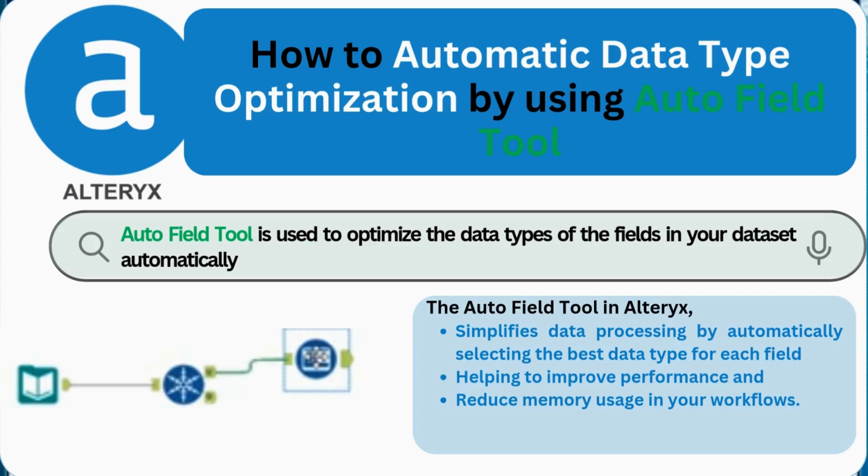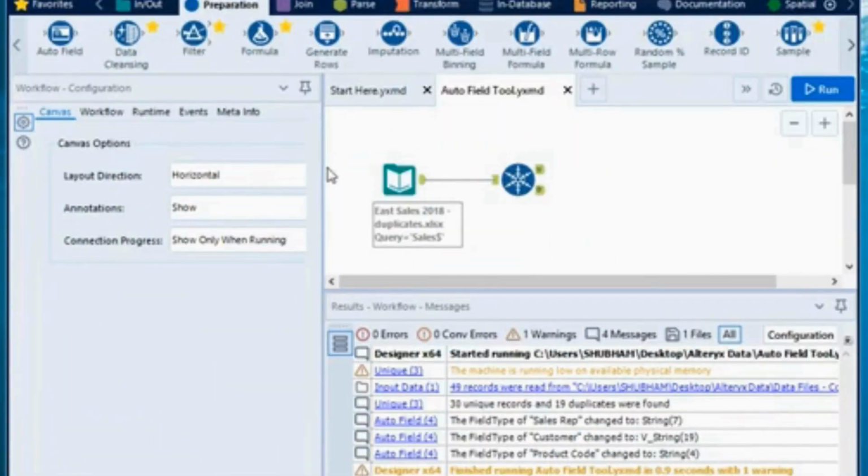How to use the autofill tool? The autofill tool is generally used to optimize the column length and column type. Sometimes what happens is that when you import data from an Excel or CSV file or from a database into Alteryx, it does not provide the optimal variable length as well as variable type. So in order to find out the optimal variable length and optimal variable type, you use the autofill tool.